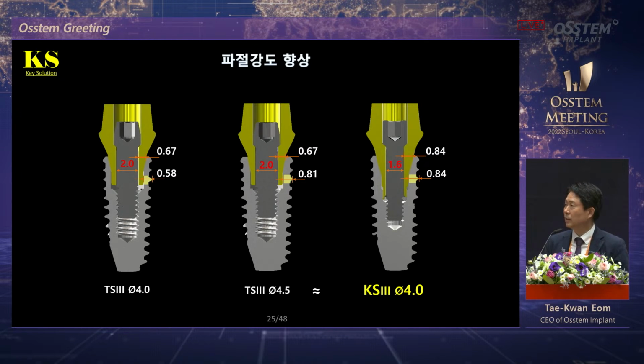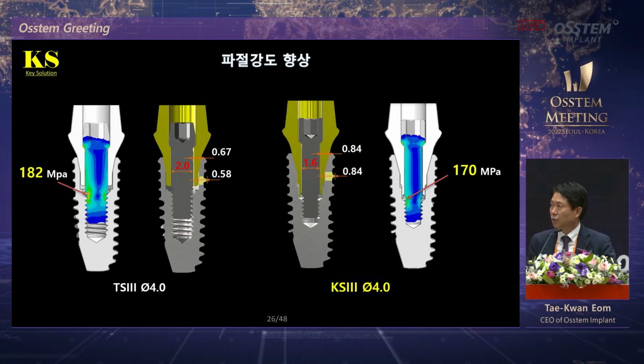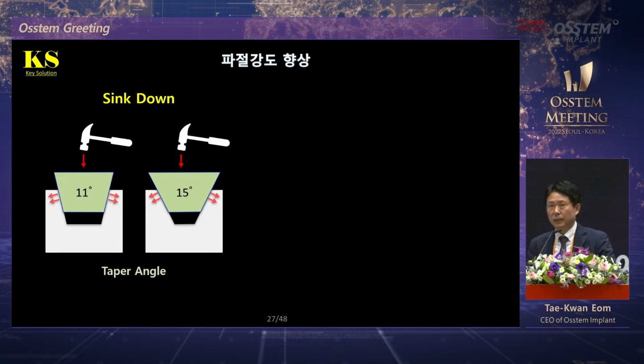So the wall thickness is different. If you look at the middle, TS 4.5, the thickness is the same. Those screws, the screw diameter is reduced. This is FEM analysis. The smaller diameter is 170 megapascal compared to 182 megapascal on the left. So implant and abutment are solidly connected and the force on the screw is reduced.